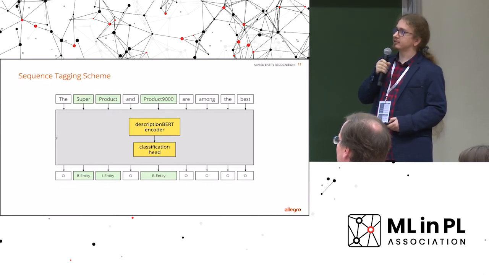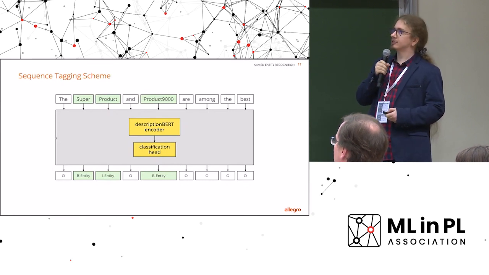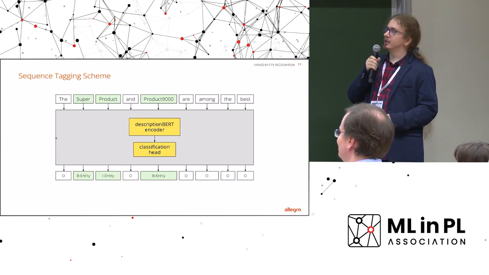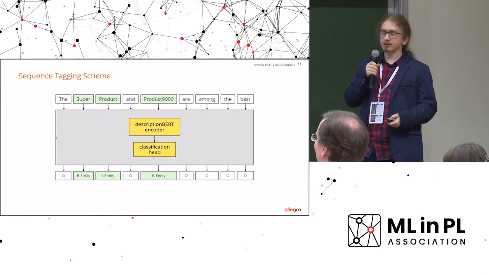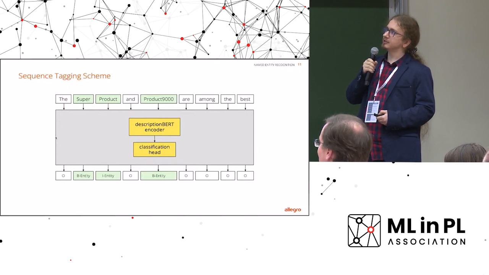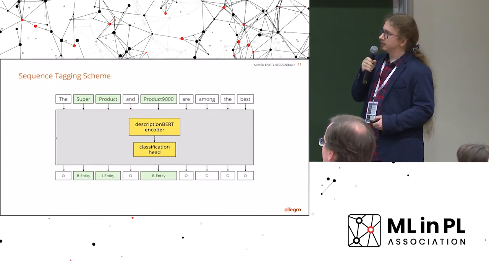The first one is the O label, which is out of entity. This is a token that doesn't correspond to any entity. Then we have B entity, which stands for beginning of entity. And then we also have I entity. This is for the cases where we have an entity comprised of multiple words, and each token that is subsequent to the first one is then classified with this I entity label.